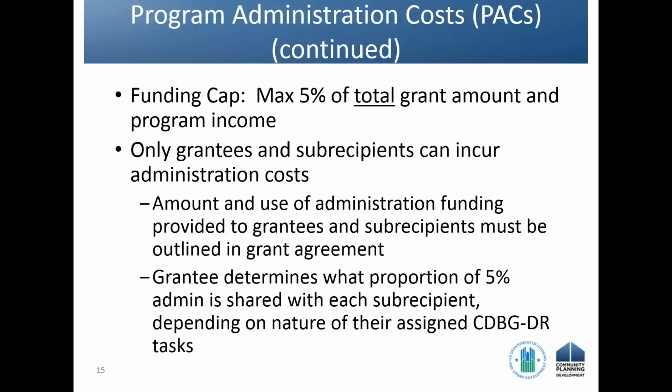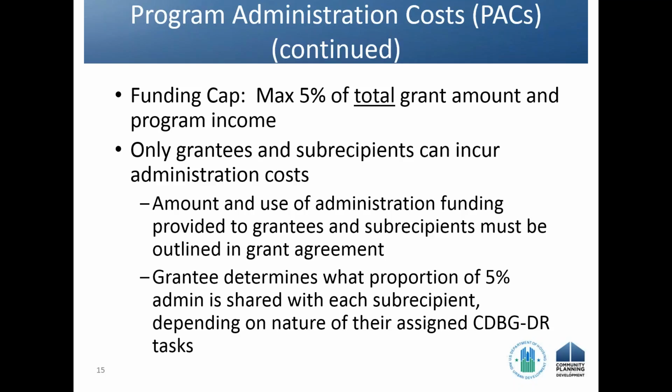Okay, so as I mentioned earlier, we do have a cap. The cap on CDBG-DR admin is 5% of your total grant award and 5% of your program income. And again, as I mentioned earlier, the only people who can partake of that 5% pot are the grantee or any subrecipient. Now the question is, who gets to decide how the 5% gets divvied up? So it's 5% in total. So the answer is the grantee.